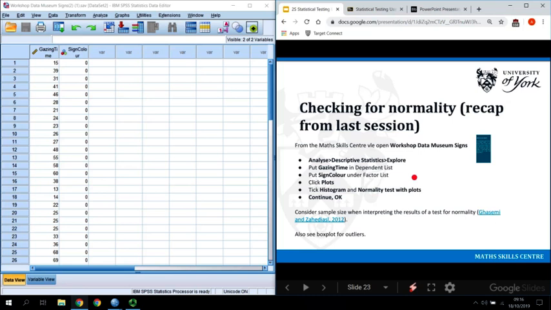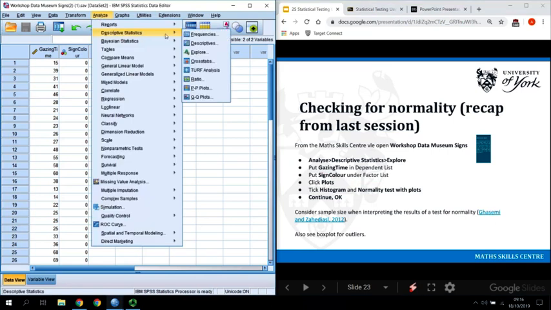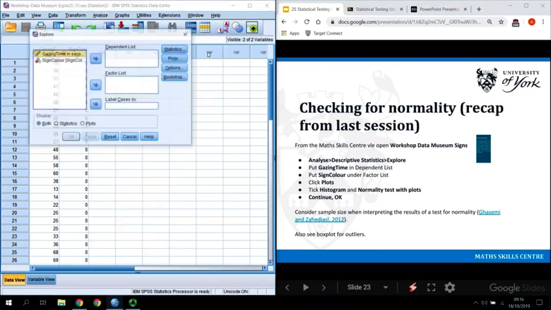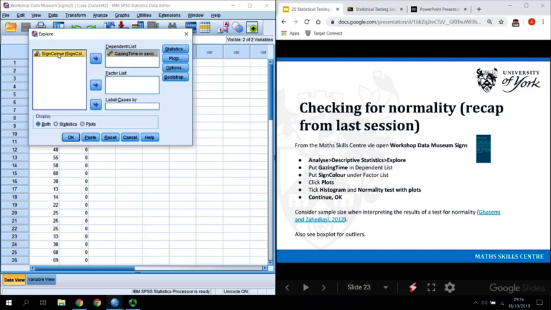A Shapiro-Wilk test is probably the most common test that's used among SPSS users, but there are other tests that will do the same thing. So we'll run the test and then I'll explain it. If we go to Analyze, Descriptive Statistics and Explore, we're going to put our dependent variable, gaze time, under the dependent list and our sign color under the factor list.